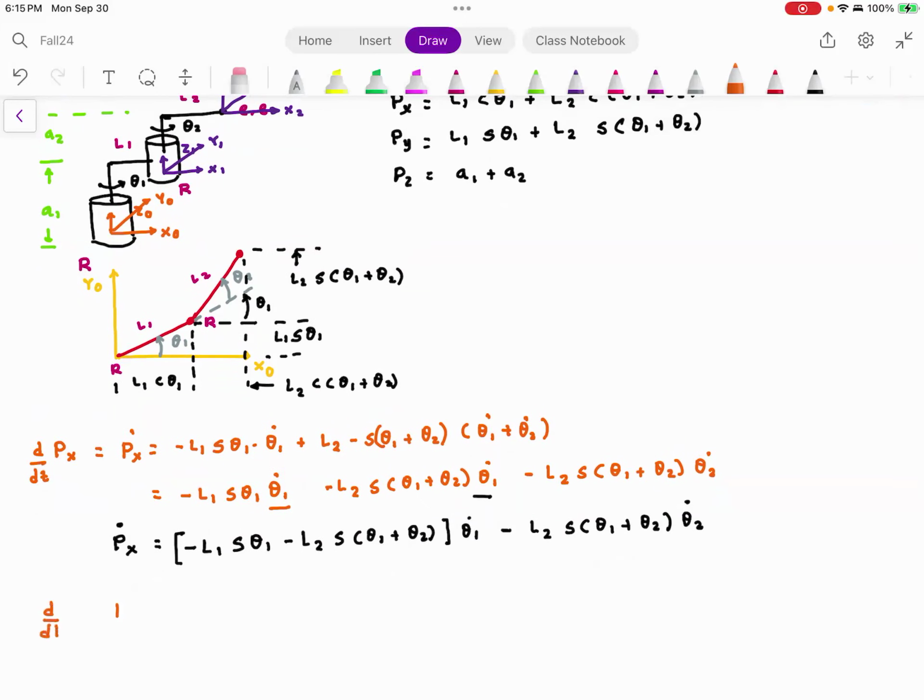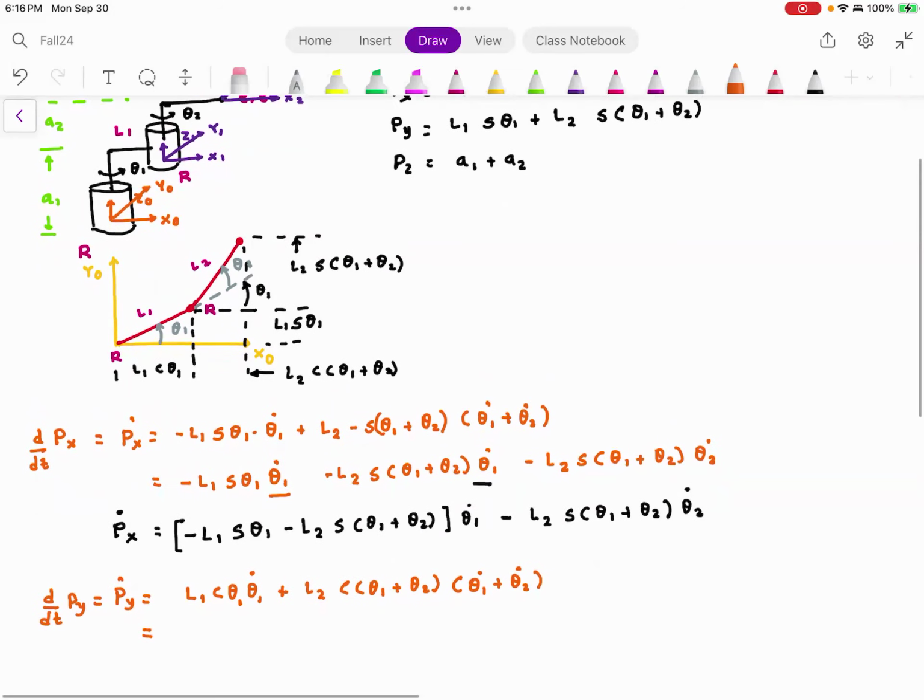D by dt of Py is equal to Py dot, and that is going to be L1 sine theta becomes cosine theta, theta 1 dot, plus L2 sine theta 1 plus theta 2 becomes cosine theta 1 plus theta 2 multiplied by the derivative of theta 1 plus theta 2, which is theta 1 dot plus theta 2 dot, which means I will have to expand this and collect the terms, and I'm going to take a shortcut here real quick.